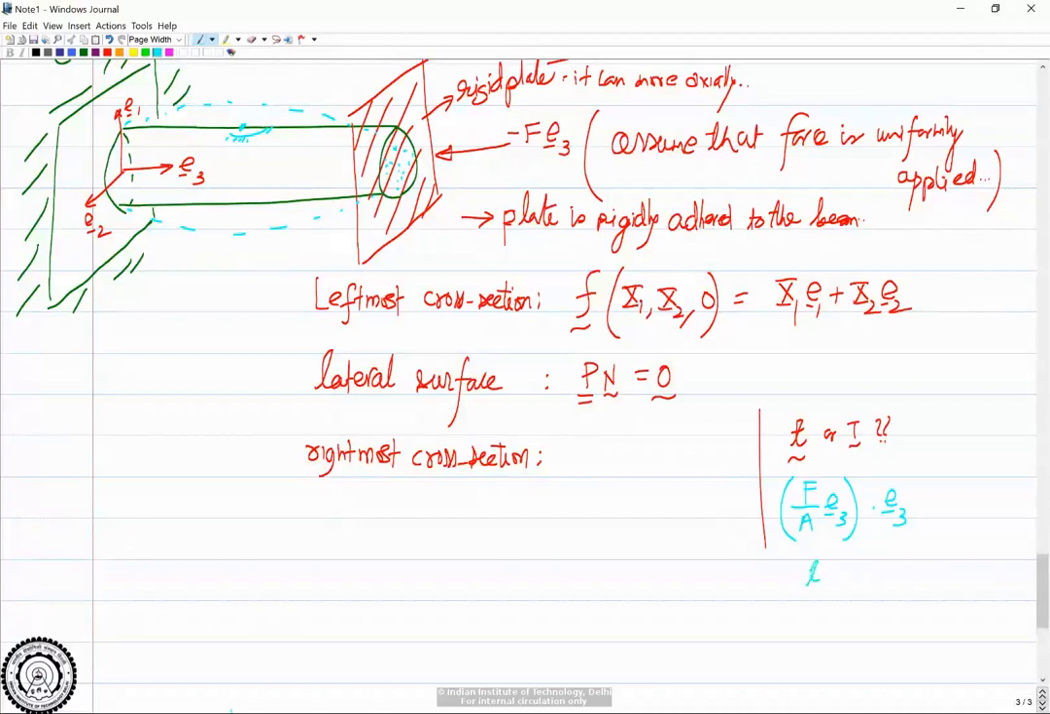Small t is equal to small t, the Cauchy traction, that minus F by A e3. But I'm not sure. Anybody else? Does anyone think this is right or wrong? First of all, this is wrong, okay? Pulkit, this is wrong. Okay, sir.